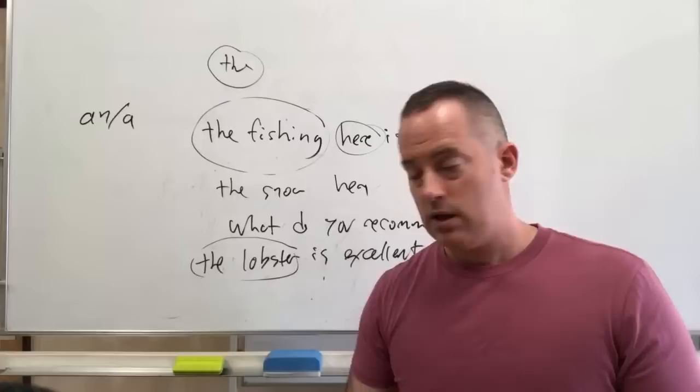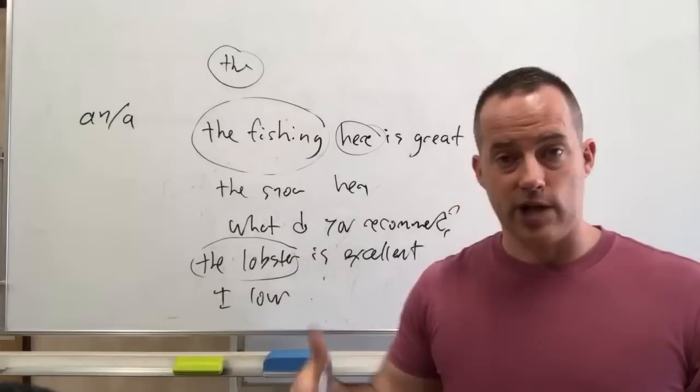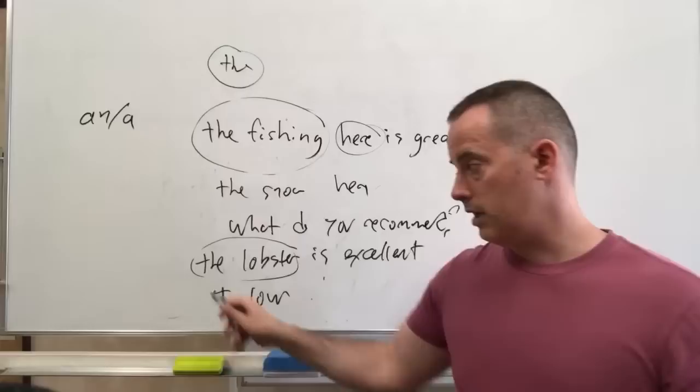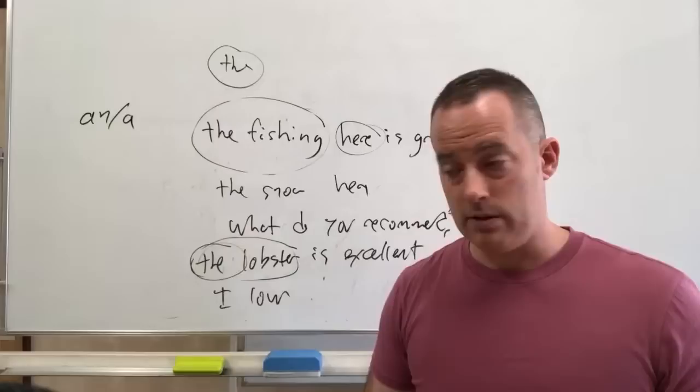Or you could say, I love the fish at this restaurant. I love the hamburger, but stay away from this other thing. All right, so the lobster is expensive. If you're talking about the lobster at this place, that's the meaning. The lobster is excellent. The lobster is expensive.